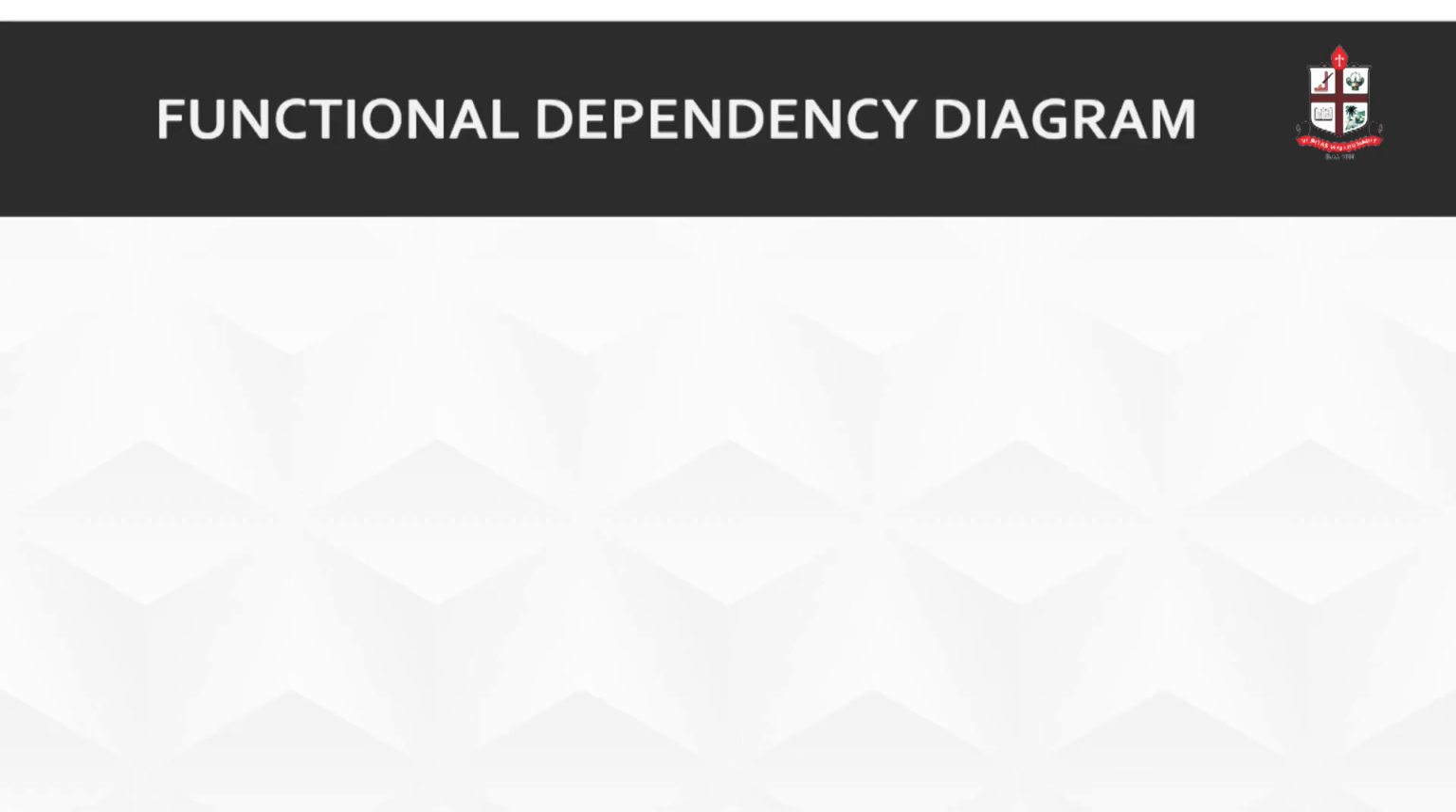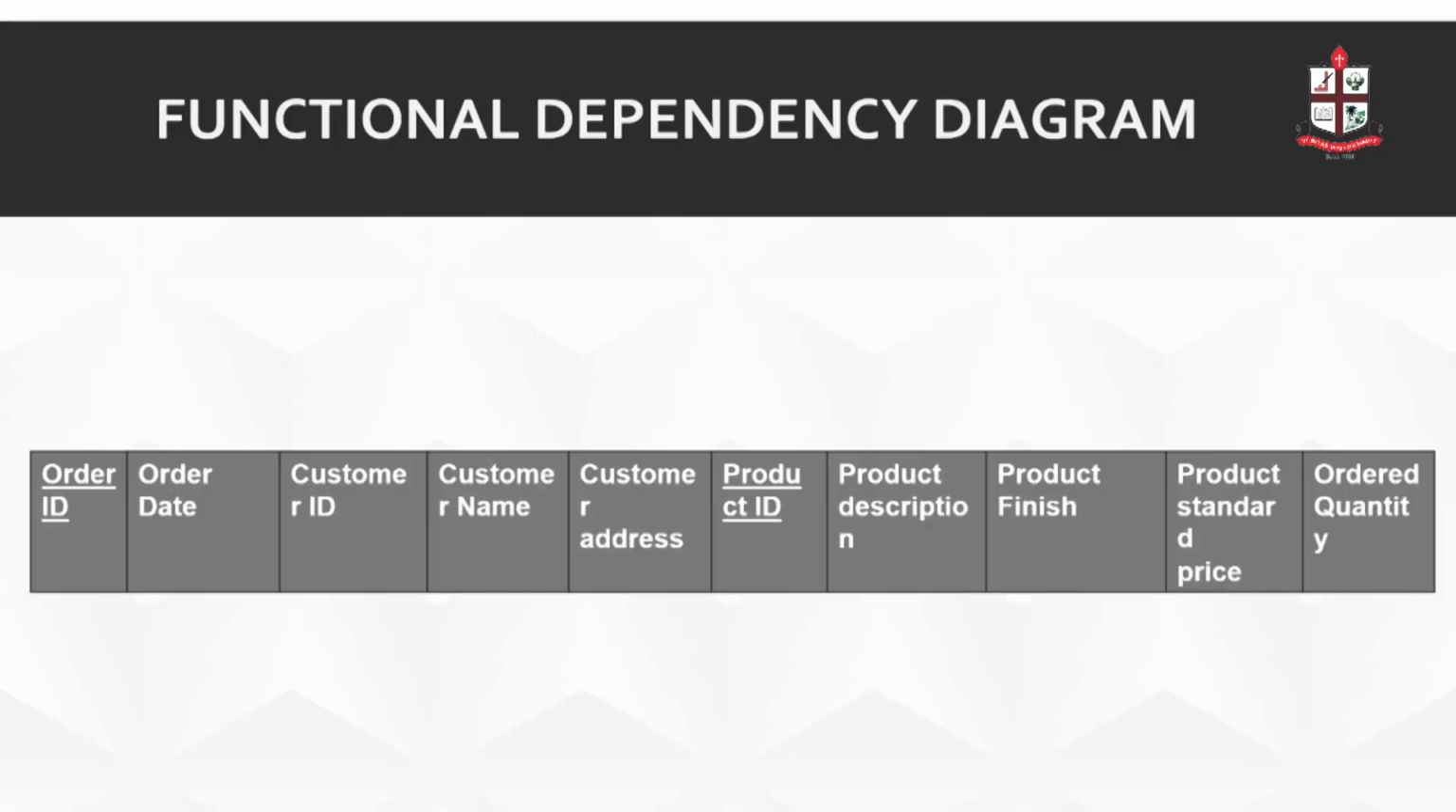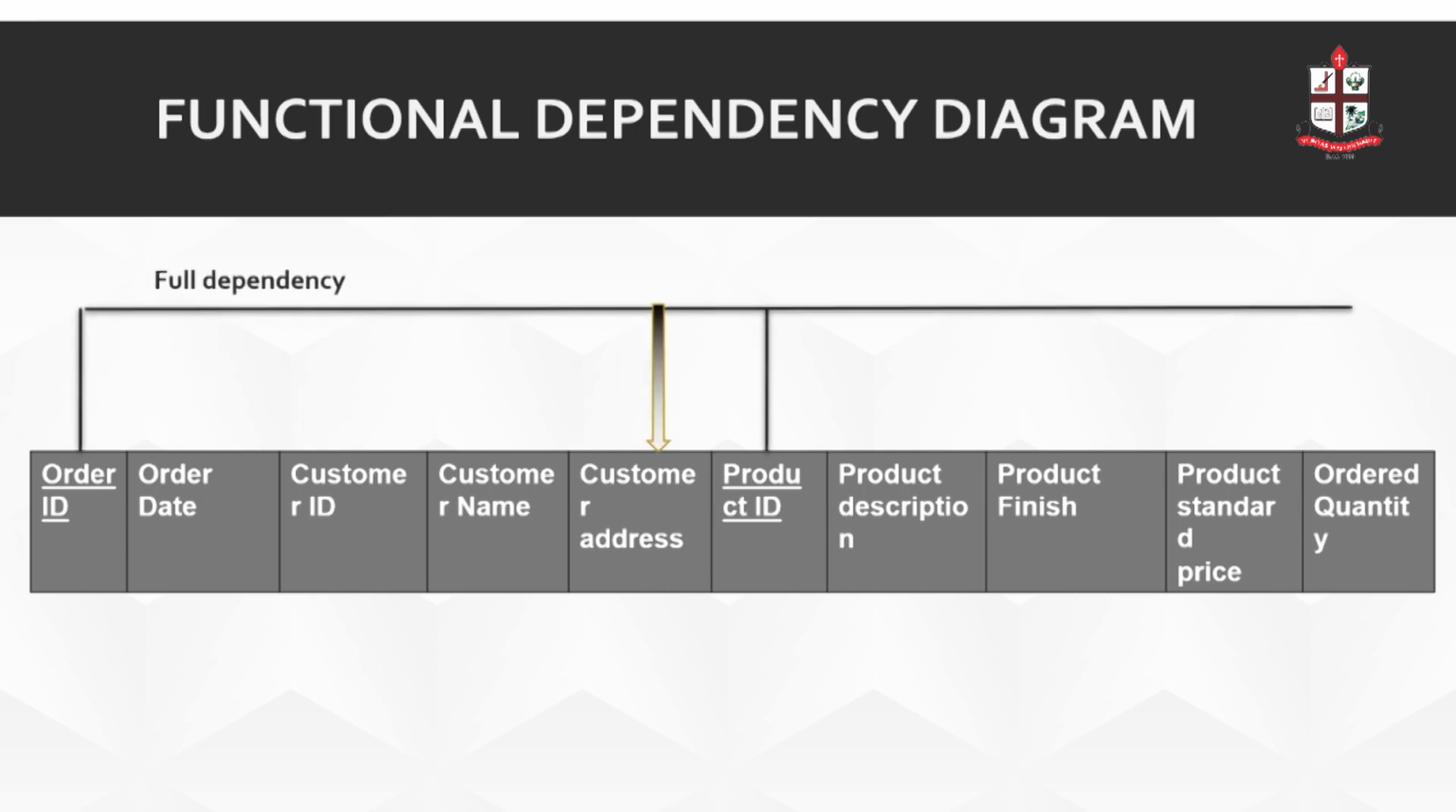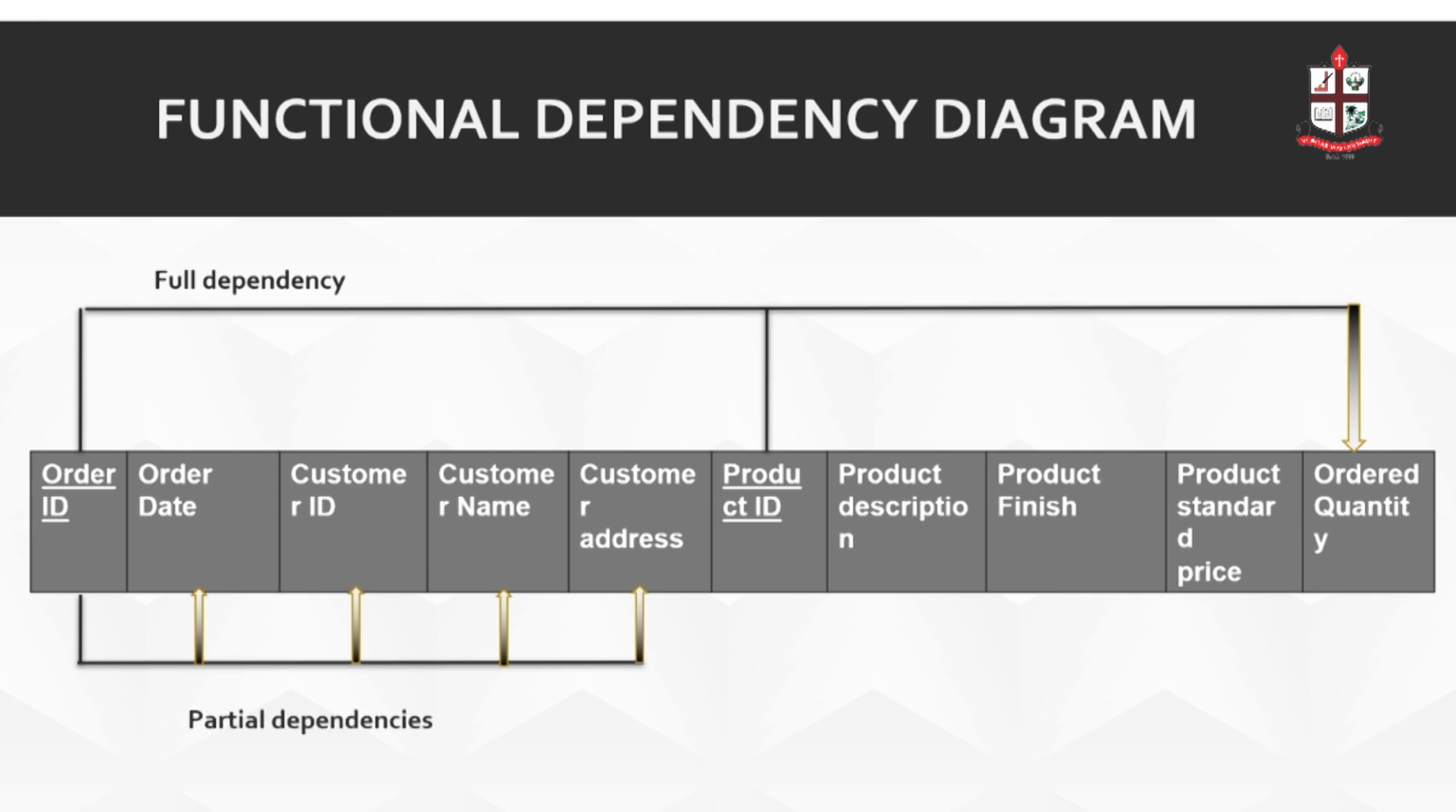Let's draw a diagram of functional dependency. These are the attributes of that table, and order quantity depends upon both product ID and order ID. So we call it a full dependency. And order date, customer ID, customer name, customer address, these are related to order ID, and that is one of our primary keys. So we call it a partial dependency. In the same way, product ID, product description, product finish, product standard price is also a partial dependency in this table.